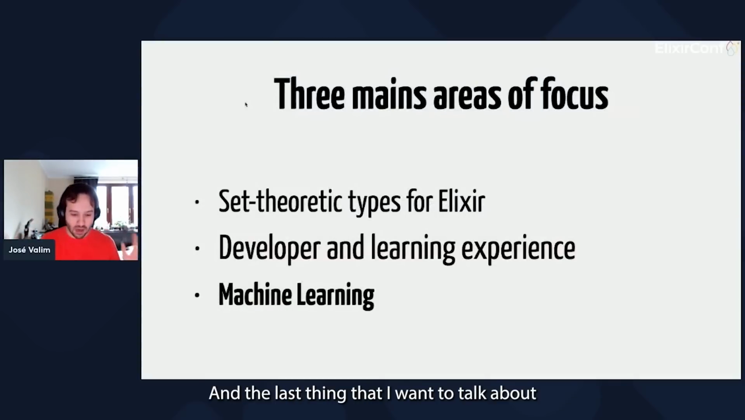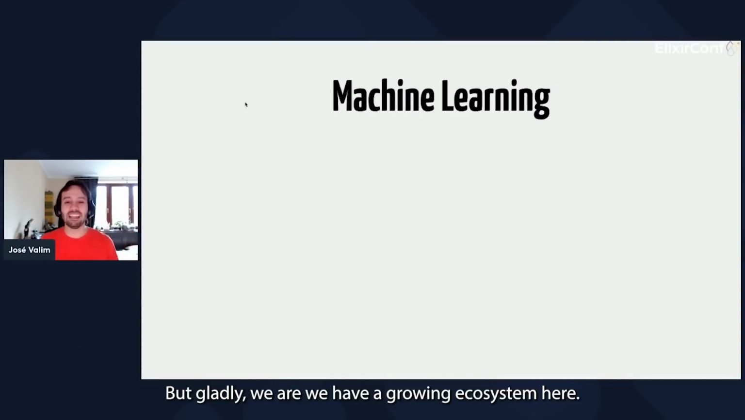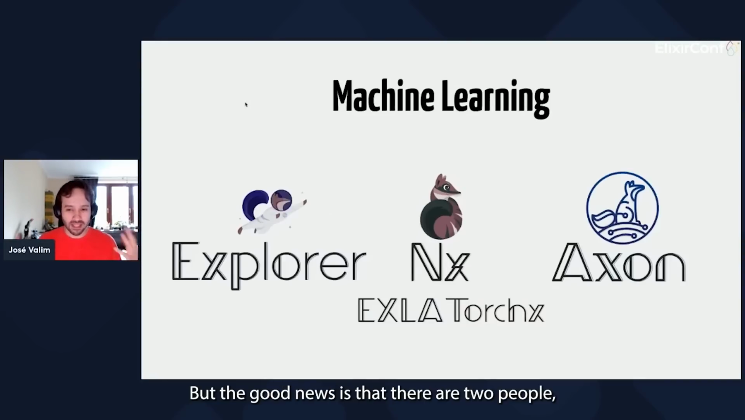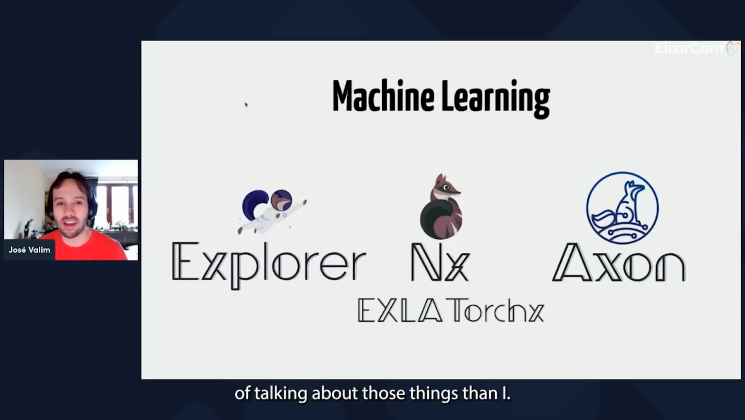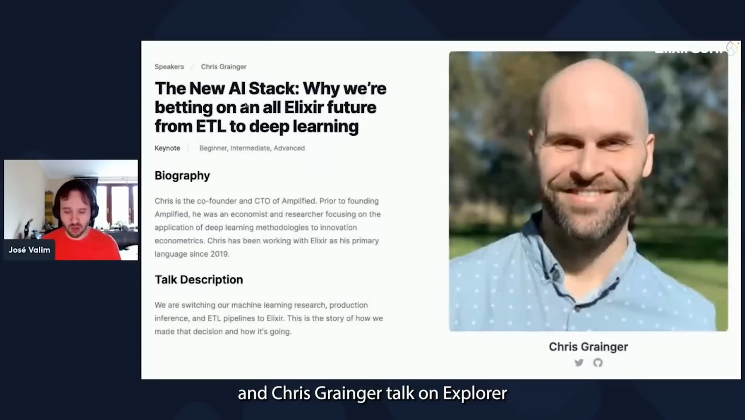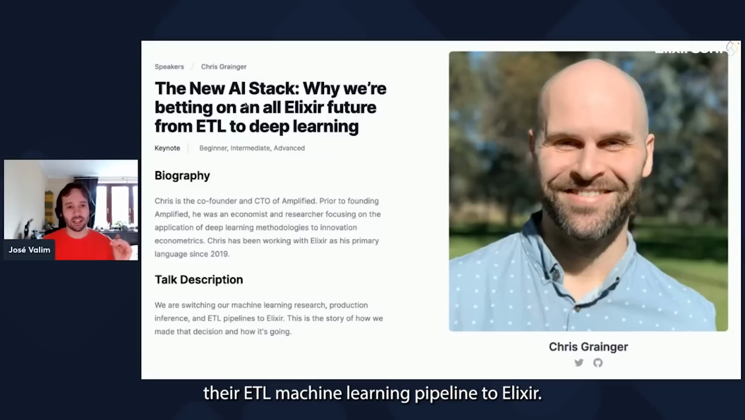And the last thing that I should talk about is machine learning. Gladly, we have a growing ecosystem here. There's a lot to talk about. But the good news is that there are two people speaking at the event that are way more capable of talking about those things than I. So I recommend checking out Sean Moriarity's talk on Axon, which is the neural network library, and Chris Grainger's talk on Explorer and how they are migrating their ETL and machine learning pipeline to Elixir.